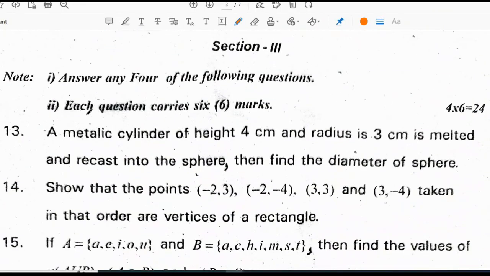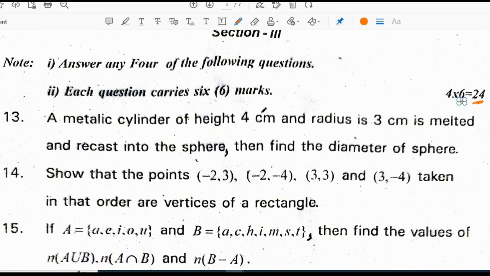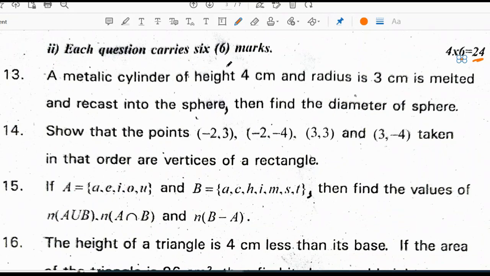We'll see section 3. In section 3, we have choice. 6 questions will be given. We have to attempt only 6. Total weightage is 24. A metallic cylinder of height 4 centimeters and radius 3 centimeters is melted and recast into a sphere. Then find the diameter of the sphere.